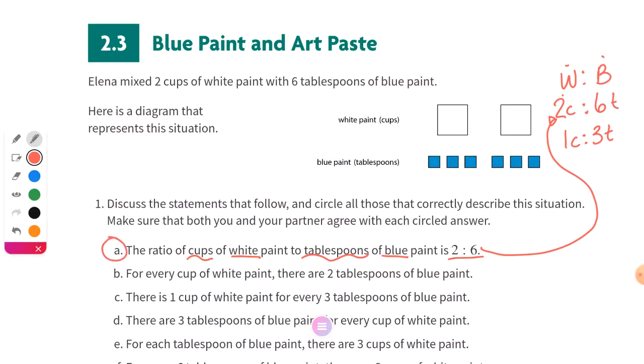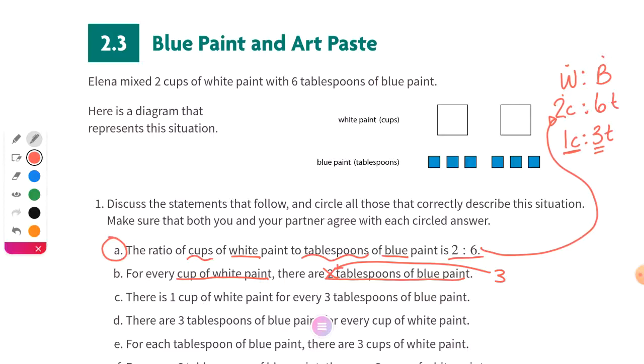B, for every cup of white, so I'm going to underline that, cup of white, there are 2 tablespoons of blue. So if we look, for every 1 cup of white, we need 3 tablespoons of blue. So is that one correct? No. Mark out the 2. You might need to do it like this and put a 3. To make that one true, that would have to be a 3. You guys have room to do it in your book. I don't. So you can just mark it out and put it there.